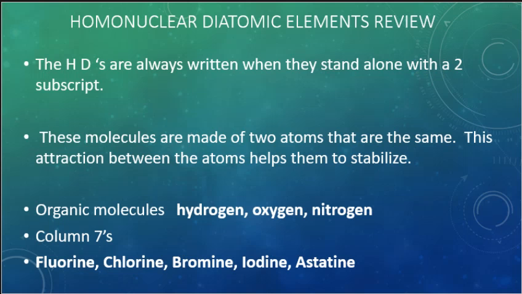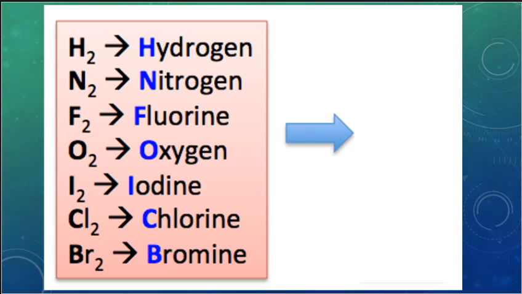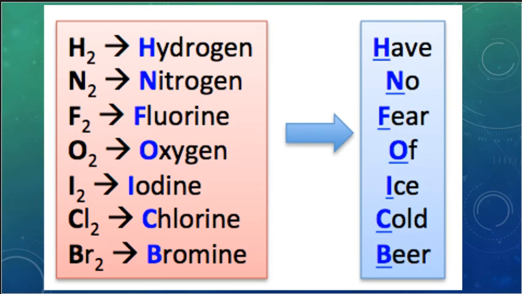So we have hydrogen, nitrogen, fluorine, oxygen, iodine, chlorine, and bromine. Are they all there? Here is a mnemonic that is useful to help you remember what they are: Have no fear of ice cold beer. If you remember that, you remember hydrogen, nitrogen, fluorine, oxygen, iodine, chlorine, and bromine. I thought it was kind of easy that way.